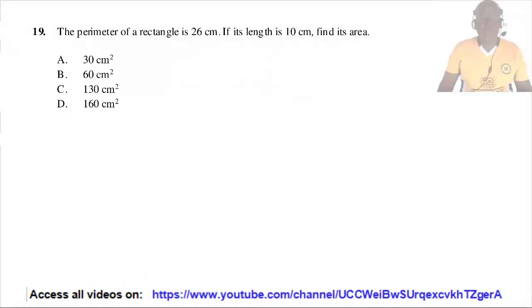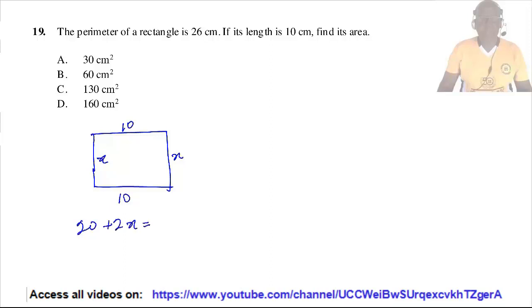Question 19. The perimeter of a rectangle is 26 centimeters. If its length is 10 centimeters, find its area. A rough sketch of the rectangle: 10, 10, and let this be S and then S. 10 plus 10 is 20, S plus S is 2S, and that equals the perimeter, that's 26.